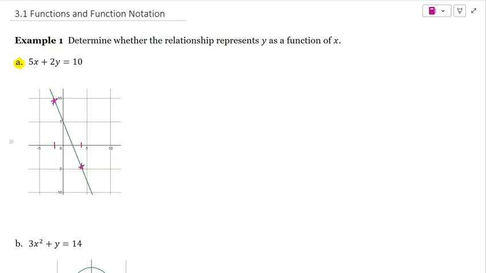The other thing that we can do is try to solve for y. If we can get y by itself on one side of the equation and x on the other side without any options for that, we can say that that is a function. So let's take our given relationship here. I'm going to start by subtracting 5x from both sides. I want to move everything away from y. And then I will divide both sides by 2.